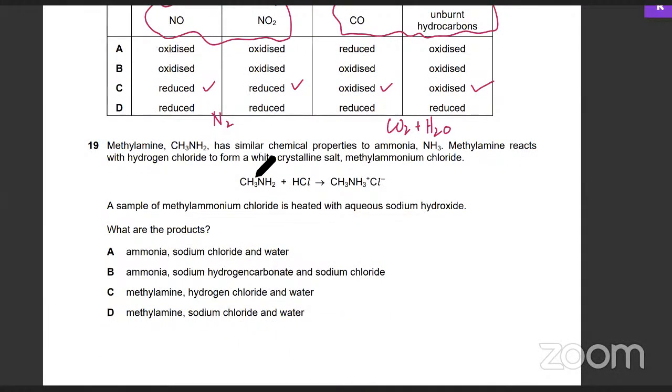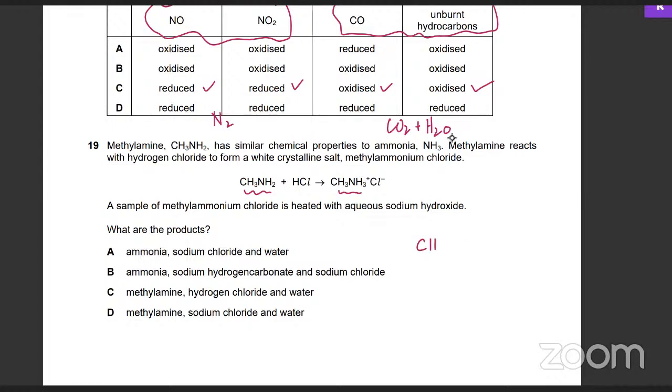Next one, 19 or 20. There's methylamine. He says that it has similar chemical properties to ammonia, NH3. Methylamine reacts with HCl to form a white crystalline salt, which is methyl ammonium chloride. So what it's doing is acting as a base, accepting an H+1.